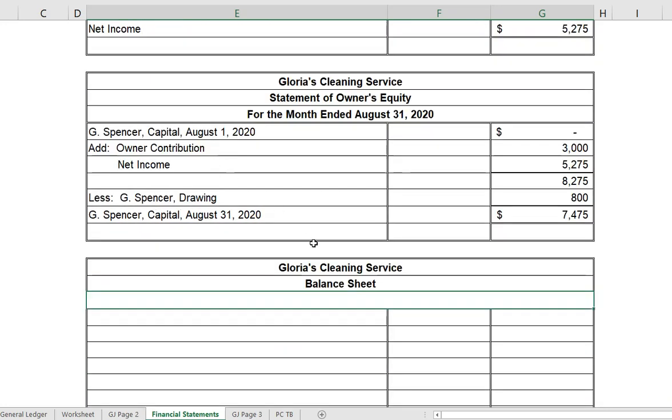A balance sheet is always as of a specific date. So in this particular case, I didn't want to do that. So this is going to be as of August 31, 2020. So your balance sheet is always as of a specific date. And that date is always the last date of the period for the owner's equity statement and the income statement.